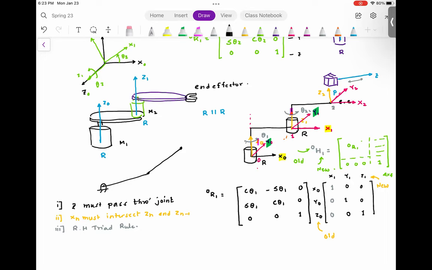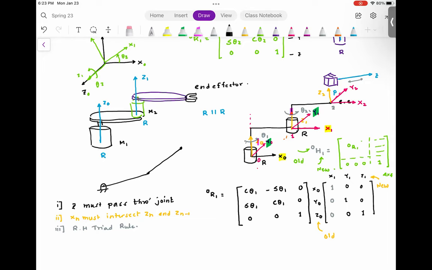However, there is a possibility that x1 of this frame may not align with x0. x1 may be aligned with y0. y1 may or may not align with y0 or x0. So to take into account the relative orientation difference, we need to have this projection matrix. If you remember, in the last class, we used the projection matrix to derive the rotation transformation.